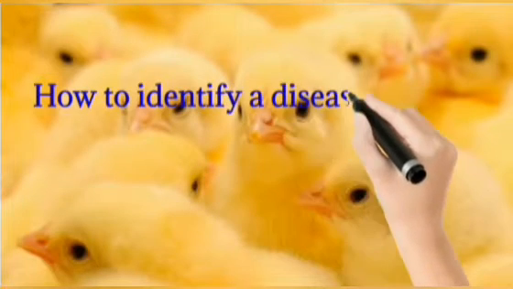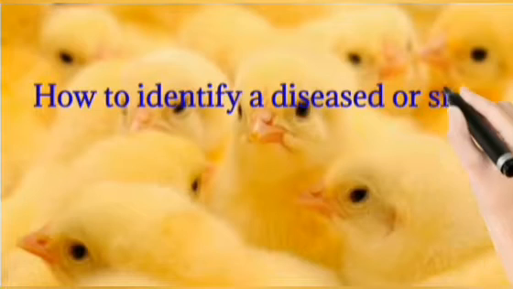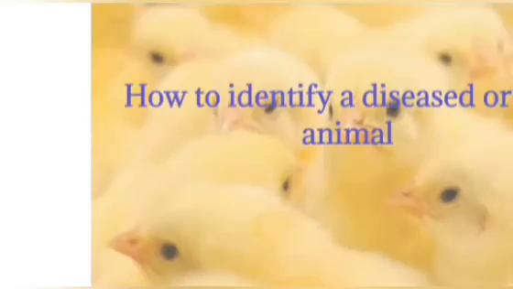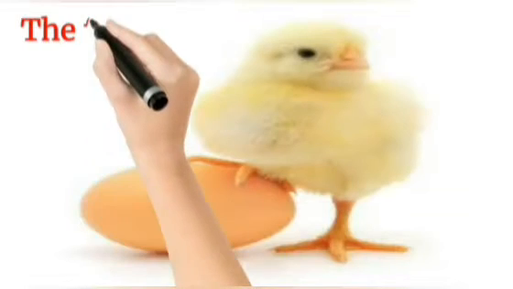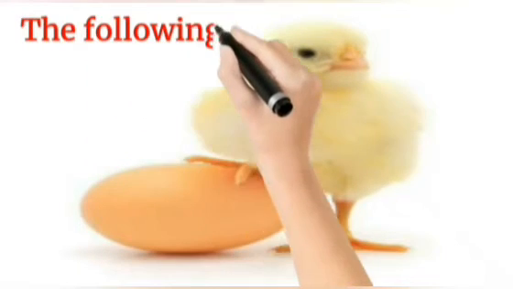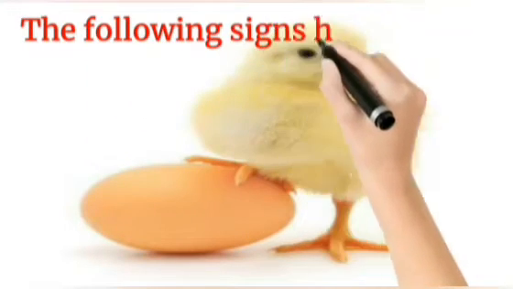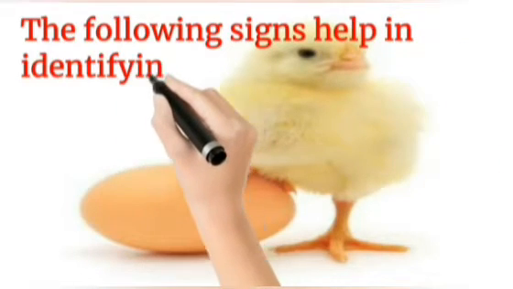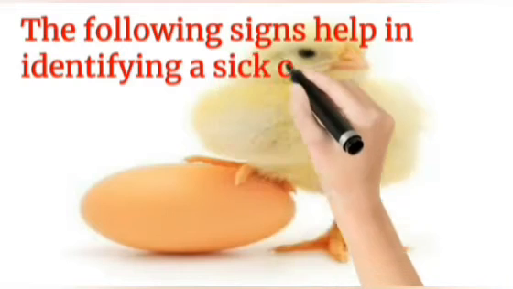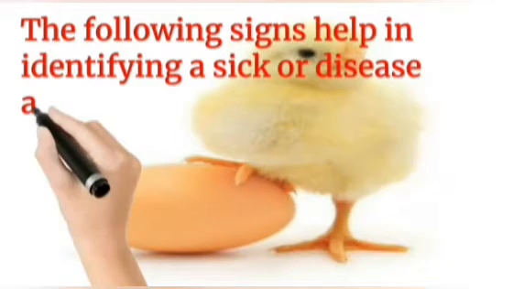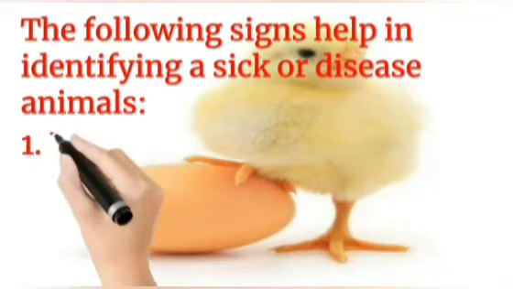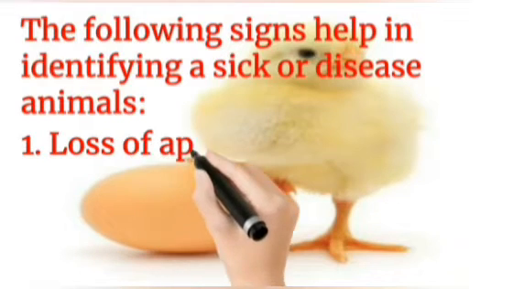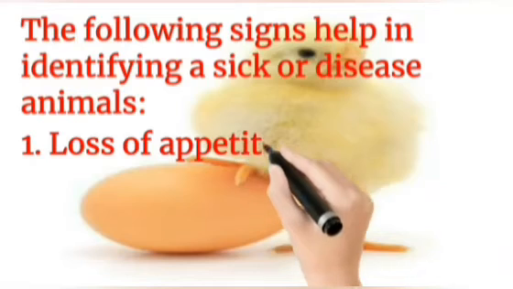Now, how do we identify a diseased or sick animal in the farm? The farm animal that is diseased or sick lives and behaves in a way that helps the farmer to identify it in the farm. It does not react like others do. The following are signs that help in identifying a sick or diseased animal.